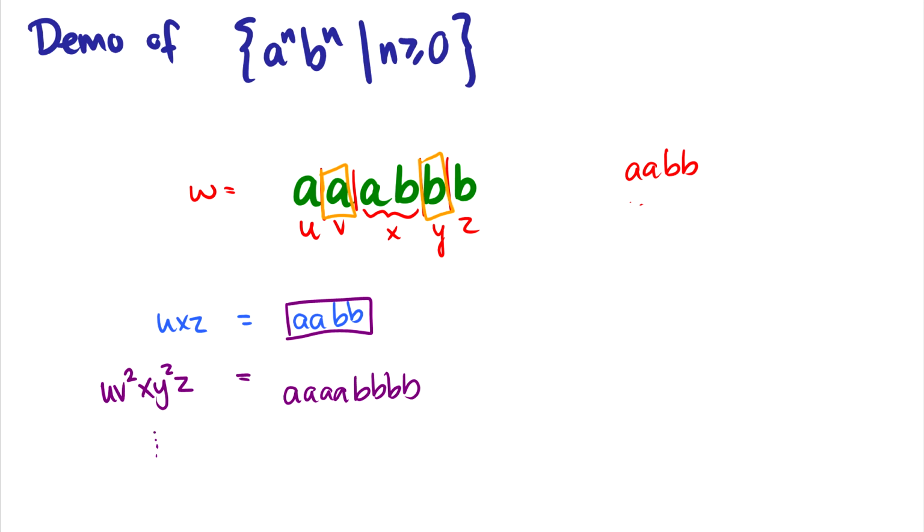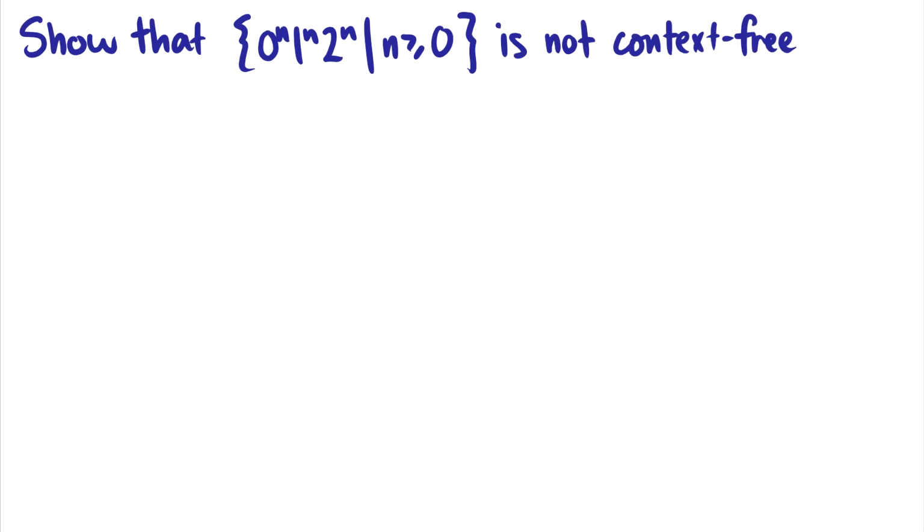So the point is, because there is at least one way that we can separate our string into u, v, x, y, and z such that we can pump it up and pump it down, this is a context-free language. So let's show that 0 to the n, 1 to the n, 2 to the n is not context-free. We're going to assume that we have some pumping length p, and we're going to pick the string 0 to the p, 1 to the p, and 2 to the p to work with.